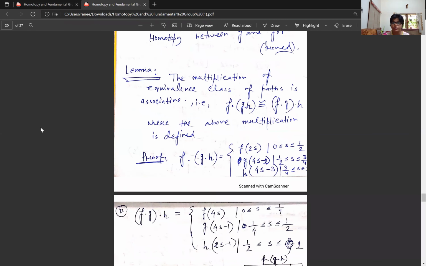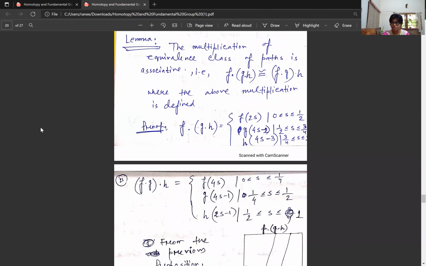So the multiplication of equivalence classes of paths is associative. That is, F composed with G composed with H is homotopic to F composed with G and then with H, where the above multiplication is defined.